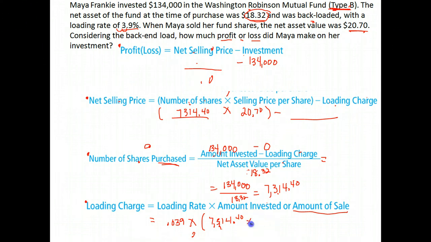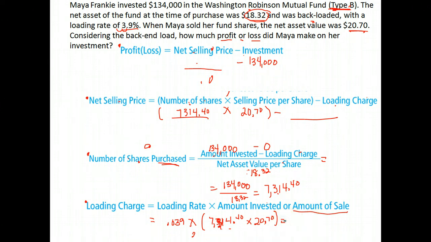And the price at that time, because we want to know the value, okay, the amount of the sale. And again, so we sold 7,314 shares, okay, and the price at the time we sold it was $20.70. Okay, that's the price at the time of sale. So we take our loading rate times the number of shares we have, times the price at sale time, and that's because this is backloaded again. Okay, so let's calculate that. Just multiply them straight across.